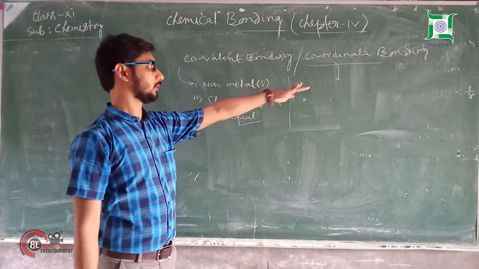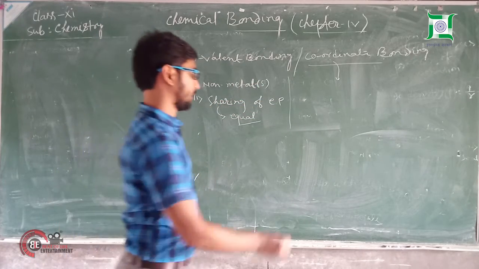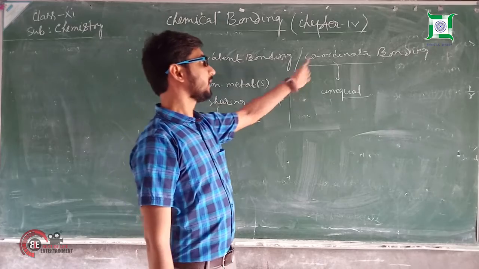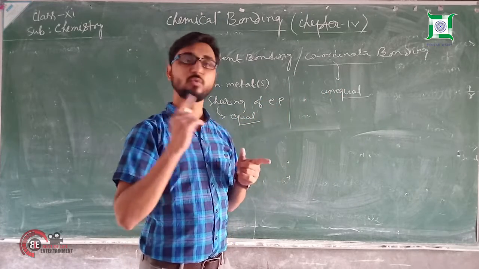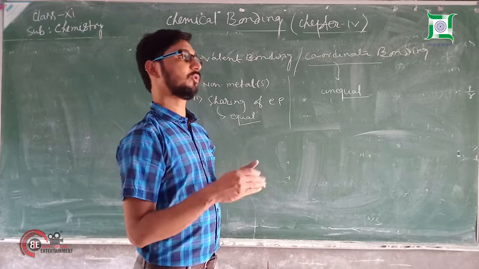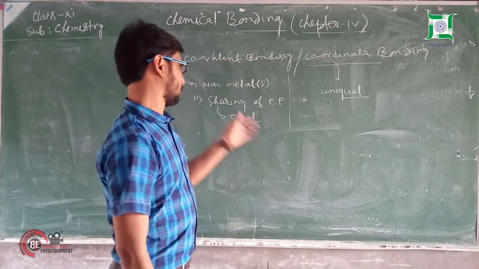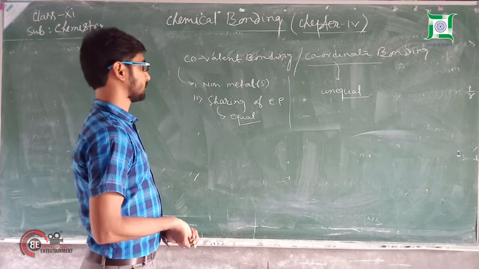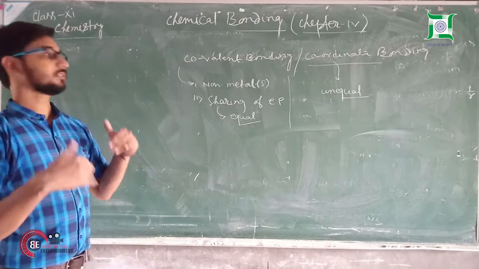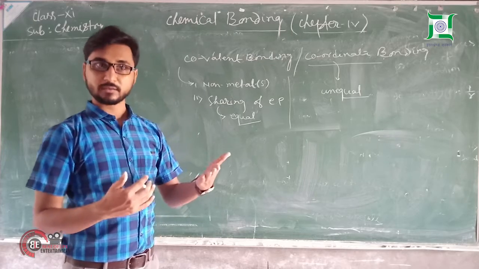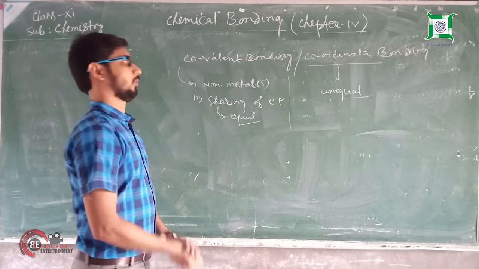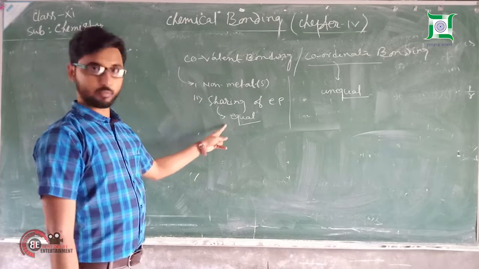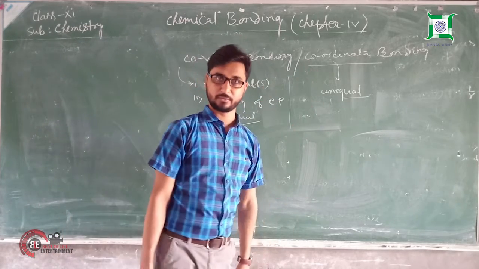But in coordinate bonding, there will also be sharing of electron pairs, but here there is unequal sharing. Between two bond forming atoms, only one atom will donate its bond pair to the another atom. So in covalent bonding there is equal sharing, in coordinate bonding there is unequal sharing. But once the bond is formed, the properties and the other factors are almost same for covalent bonding and coordinate bonding. Only the difference is mode of formation: in that case equal sharing of electron pairs, and in that case unequal sharing of electron pairs takes place.